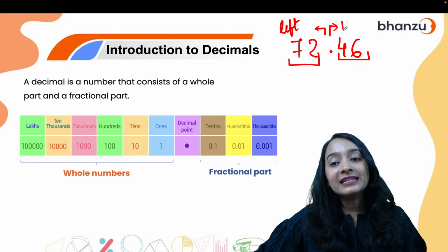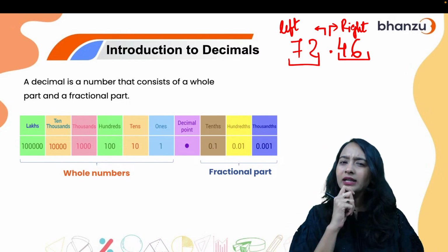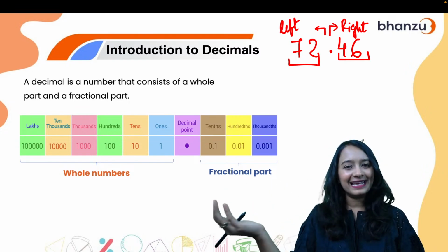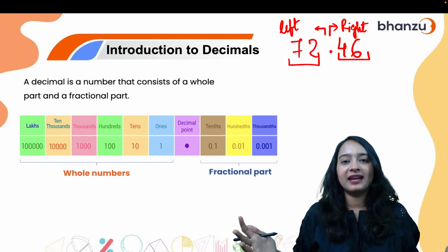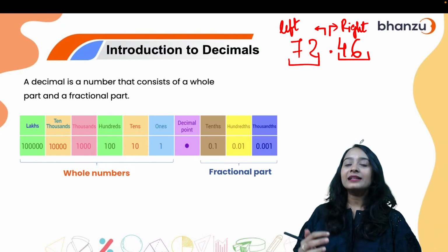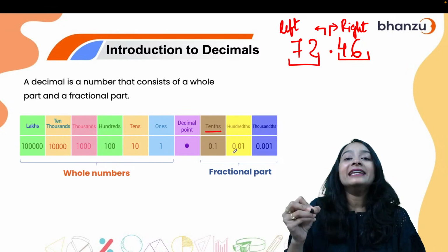Now, to the right side of the decimal point, you have a few numbers. What are they called? We can't call them ones, tens and hundreds, right? We can't call the same thing on the right side and the left side. You'll be getting confused. So that's why we will be calling them tenths, T-E-N-T-H-S. Why?